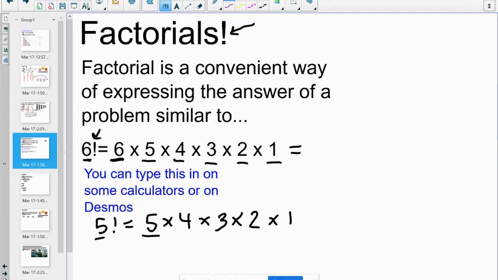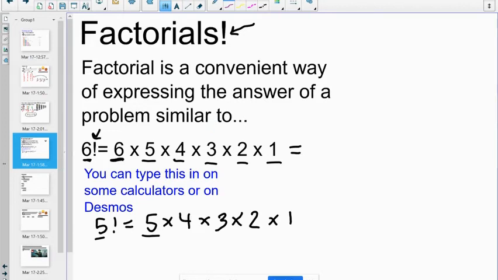So what is 6 factorial? Well, you can either type it in on your calculator, or you could use Desmos. Some calculators do it, not all. Like if you have a basic standard calculator, it probably doesn't have factorial. But if you have a graphing calculator, I think scientific calculators might have it, depending on your calculator. But on Desmos, all you have to do is type in an exclamation mark right next to the number, and it will solve it for you. But essentially, it's saying 6 times 5 times 4 times 3 times 2 times 1.